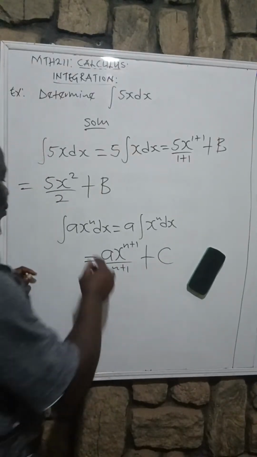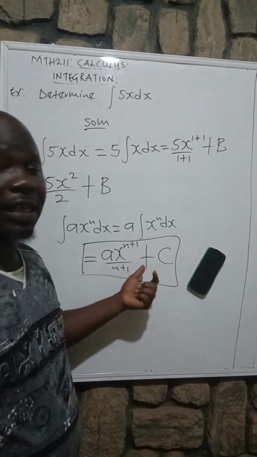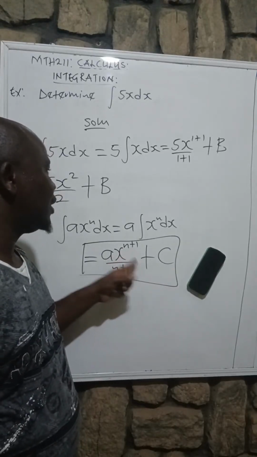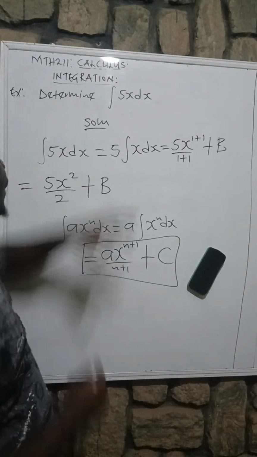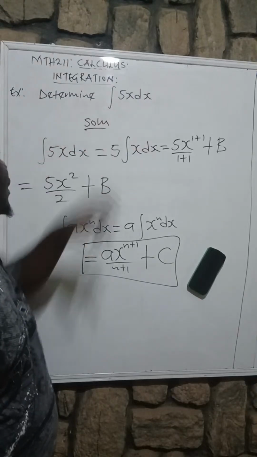So this is the formula for integration. Whenever you are integrating any given function, you have to put this formula in your head. So now, look at it. We have a function. They said we should integrate 5x dx.